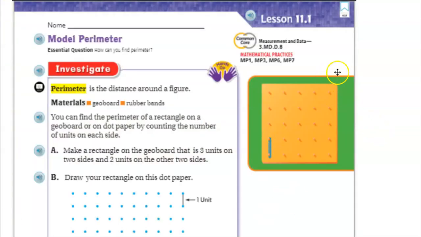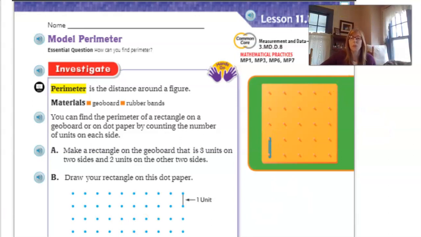All right, so here we go. We are back to it. All right, so modeling perimeter. How can you find perimeter? Perimeter is the distance around.